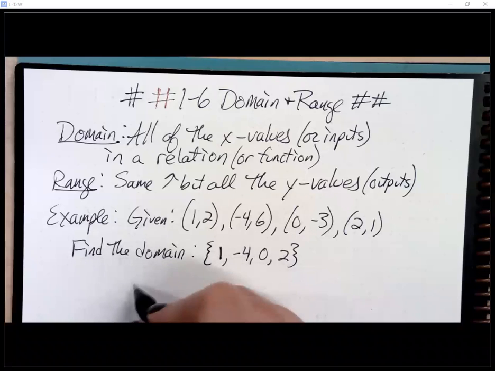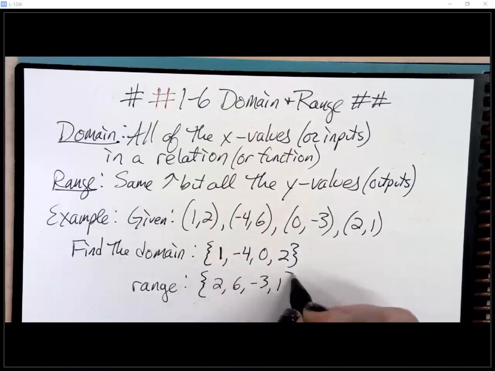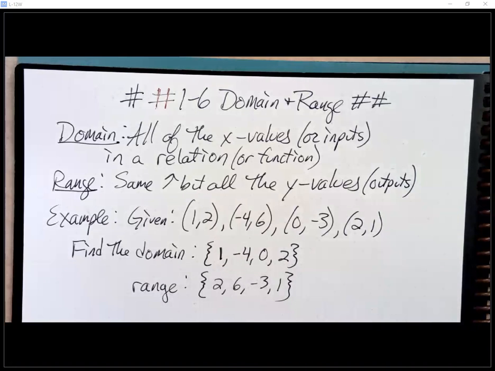If I wanted to find the range, it's just as easy. I'm just going to pull the y values. Again, if there happens to be any repeats, I'm not going to put them in more than once. But I don't actually think I have any repeats. 2, 6, -3, and 1. If you want to put it in order, great. If you don't, it really doesn't matter because, again, it's just a listing. If I said, hey, list all your pets' names, does it matter the order you give it to me in? No, it's just a list.